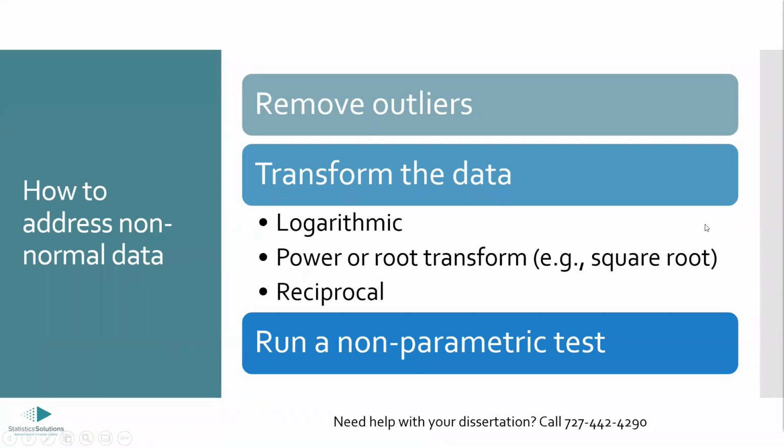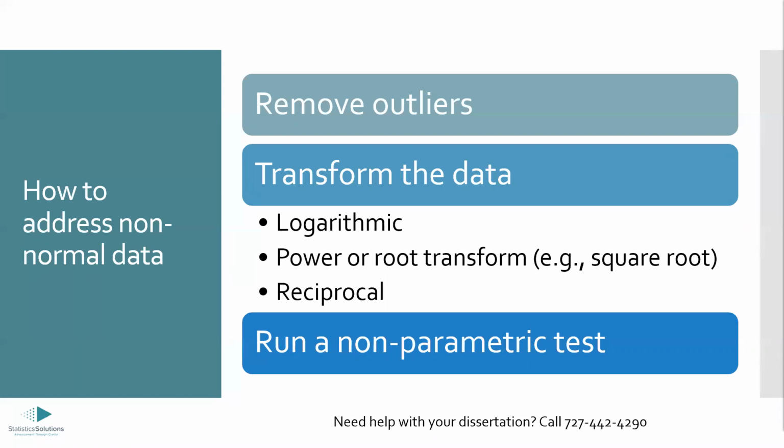So another method that we can use to address not normal data is a data transformation. So sometimes, depending on the exact nature of the data, it may not be possible to fix the problem simply by removing a few outliers. You may have to do a complete transformation of the data to get it to look closer to normal.